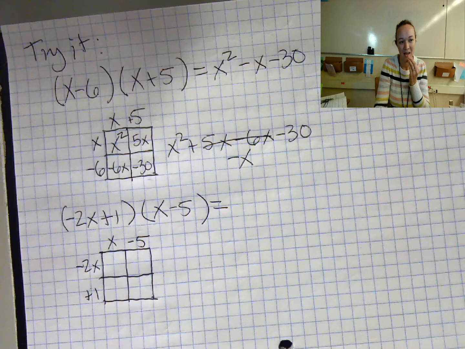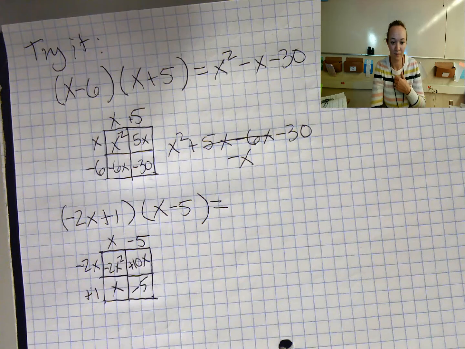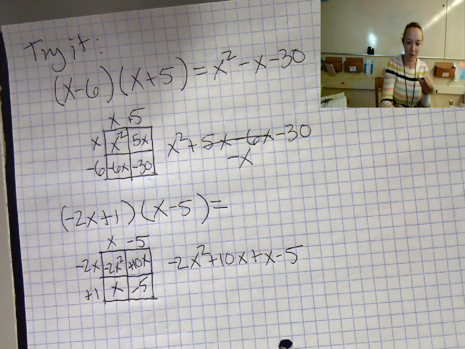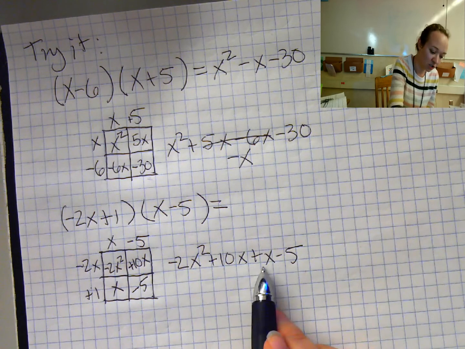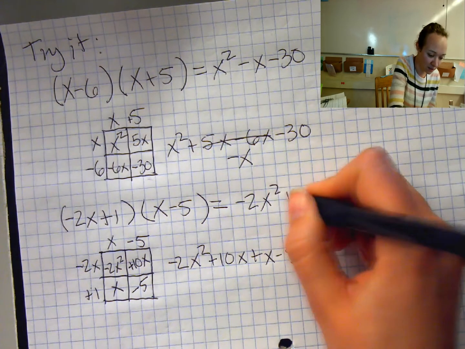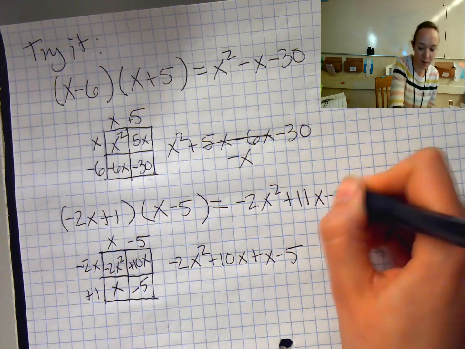Did you start by setting it up like this? And then did you fill it in like that? And then when we simplify, 10x plus x should give us 11x. So negative 2x squared plus 11x minus 5.